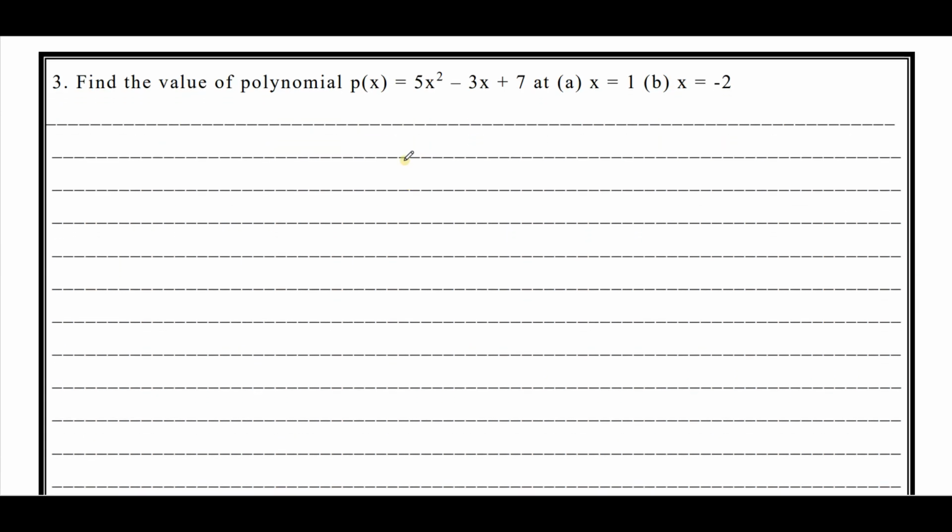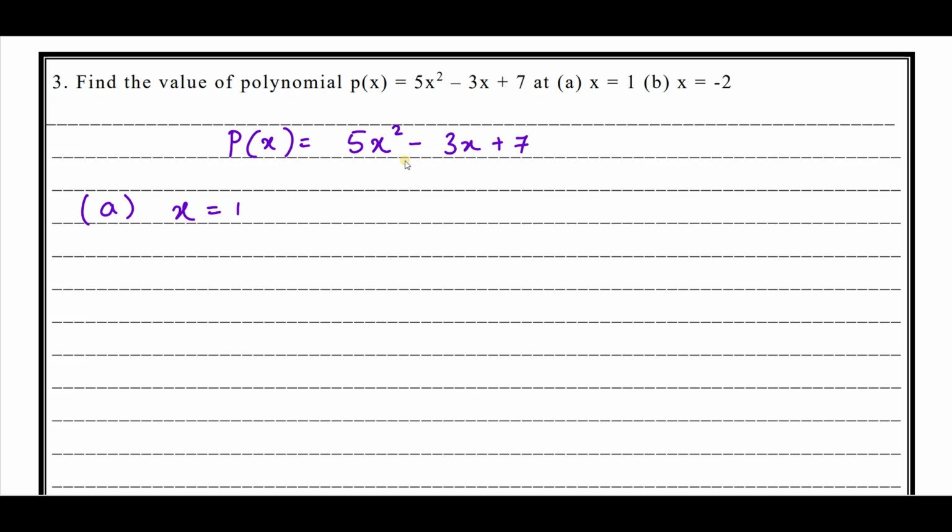Moving to third question. Find the value of the polynomial p of x equals 5x square minus 3x plus 7. First write down the given polynomial. P of x equals 5x square minus 3x plus 7. Now we need to find out the value at x equals 1. The first question is what? X equals 1.